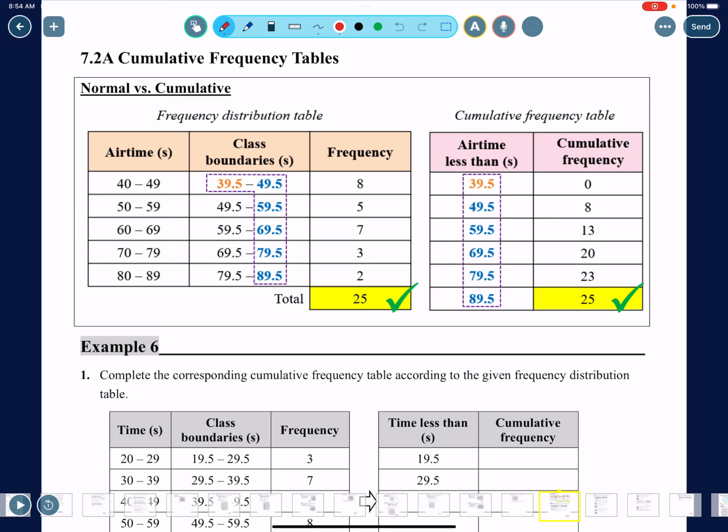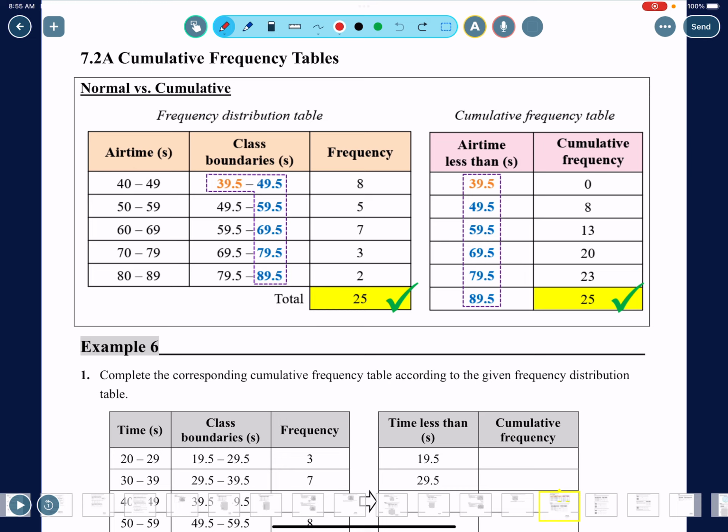A normal distribution table is something you've been using for quite a long time already. It's very easy to understand. You know you have to allocate the numbers into different classes or categories, I would say. Now, a cumulative frequency table is basically to help calculate what percentage of people are having, let's say, 79.5 seconds or less airtime, something like that, right? So you can easily just take out 23 and divide it by the total number of frequency.